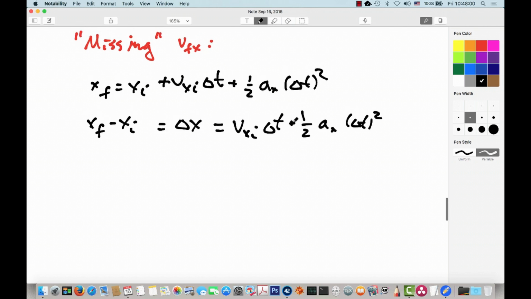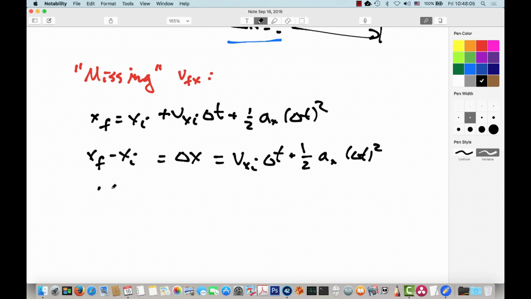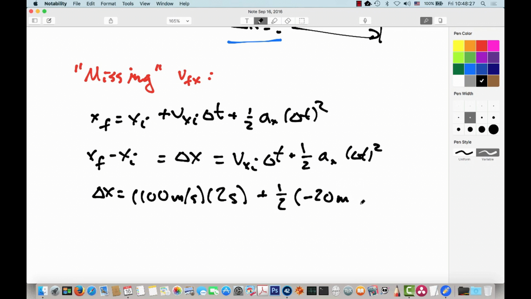All right. So we'll go ahead and put in my values here. So delta x equals, they told me it was initially moving at 100 meters per second. The time elapsed was 2 seconds plus 1/2. The acceleration we said was negative 20. You got to put in that minus sign. Meters per second squared times my 2 seconds squared. Now when I square this, I'm squaring both the 2 and the seconds.